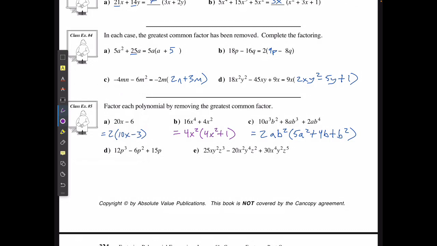For example D, if I have 12, negative 6, and 15, I can divide all those by 3. I have p to the 3, p to the 2, and p to the 1. I can only take away 1p. When I divide that out of the first term, I'm left with 4p squared. Divide 3p from the second term, and I'm left with negative 2p. And when I divide 3p from the last term, I'm left with a positive 5 and no p's.